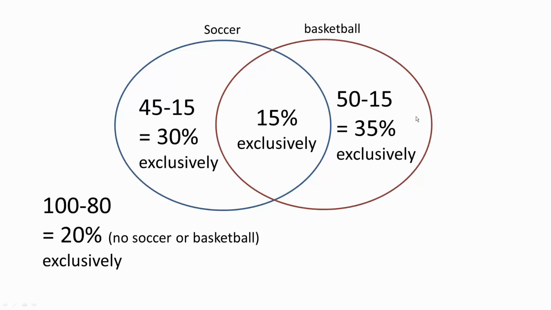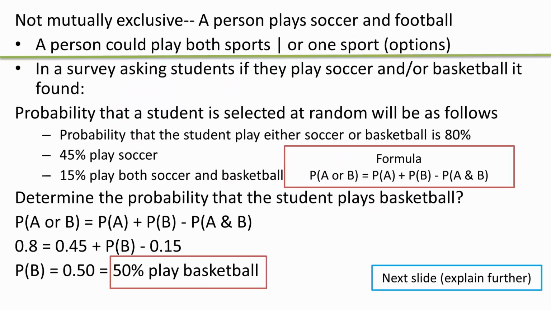And now we check, does everything add up to 100%? 30 plus 35 is 65. 65 plus 15 is 80. 80 plus 20 is 100%. And so we can conclude that the probability that the student plays basketball is 50%. And this pretty much covers mutually exclusive and not mutually exclusive and Venn diagrams.